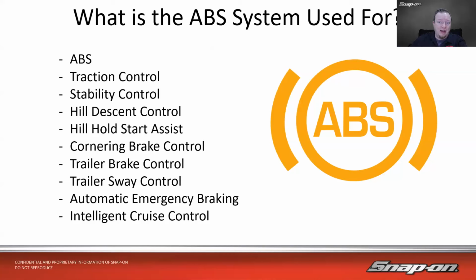So we have our ABS, which was the originator of this. And then we can use that for traction control. We can use it for stability control. We can use parts of it for hill descent control, hill hold start assist, corner braking control, trailer brake control, trailer sway control, automatic emergency braking, intelligent cruise control, those ADAS functions that we may need them for. So you can see it's very well integrated.